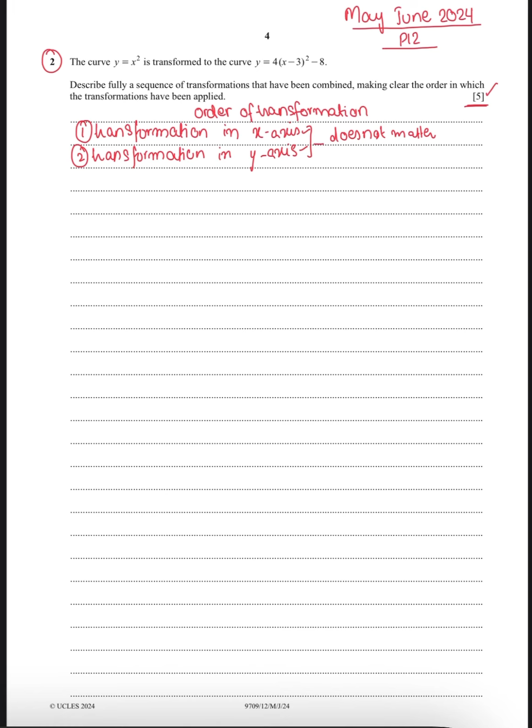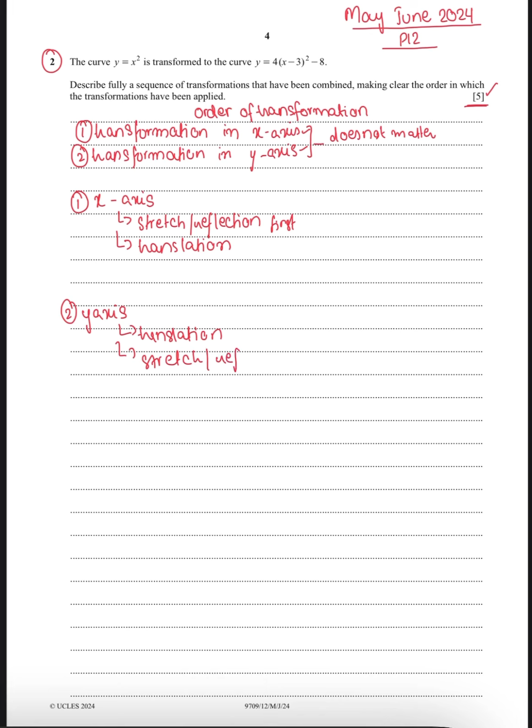but you have to know the order of these transformations individually. For example, if we are only applying transformation in x-axis, we would apply stretch, reflection first, and then we would go with our translation. And if we have y-axis, for example, we would go on with translation first, and then we would go on with stretch, reflection.